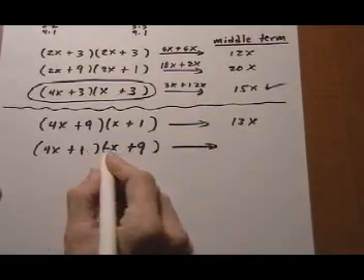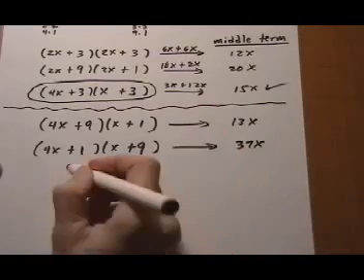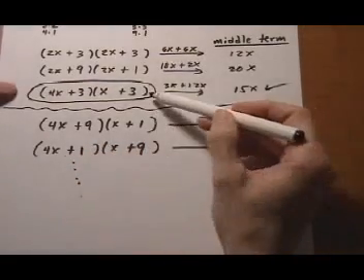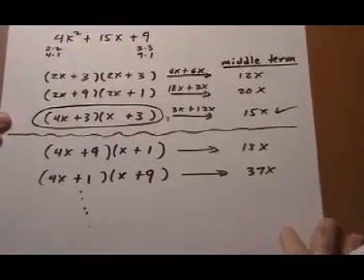So here I would get 1x plus 36x, 37x. That still doesn't work. So we keep going, and eventually we would try this one right here, and that one is our answer.